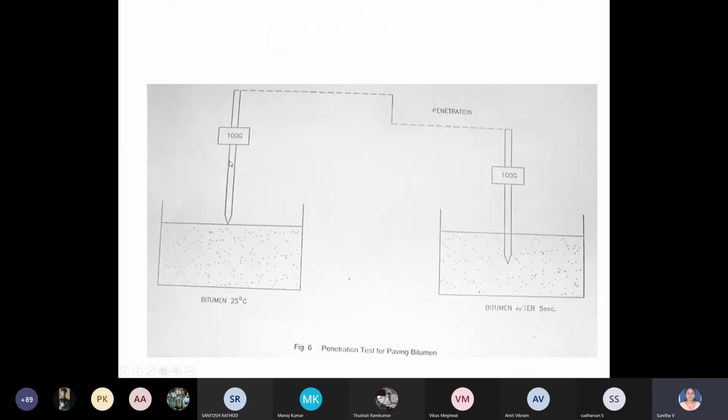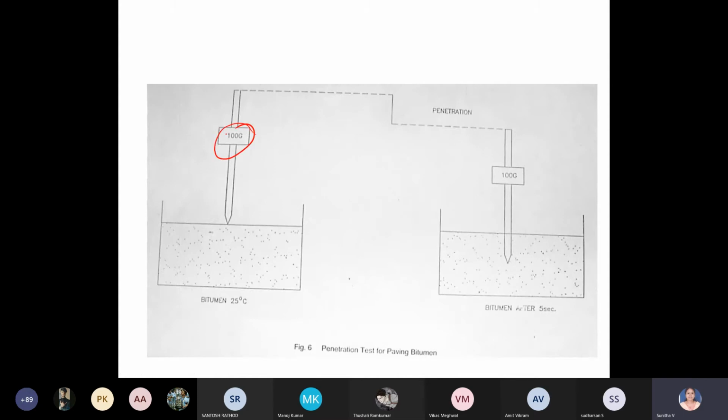So you are allowing a 100 gram weight to penetrate this bitumen for 5 seconds. The bitumen is kept at 25 degrees Celsius, at normal room temperature. You are just keeping the weight on it. If the bitumen is very soft, it will penetrate to a greater depth. If the bitumen is very hard, the penetration depth will be very small. So allow it to penetrate for 5 seconds.